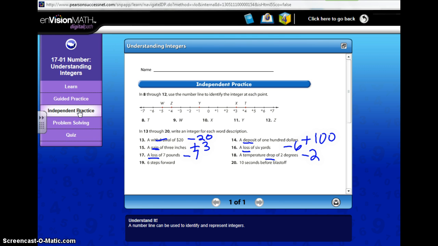I was watching a baby in the waiting room, and that baby took 6 steps forward. How would you write 6 steps forward as an integer? Daffodil. What is your keyword? Forward. Good work.